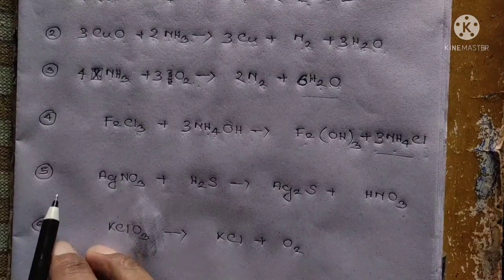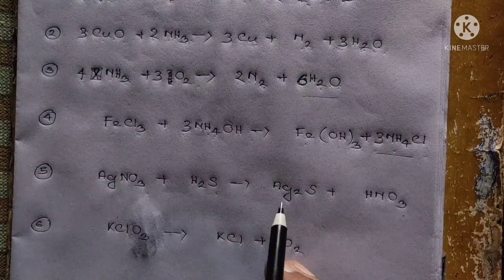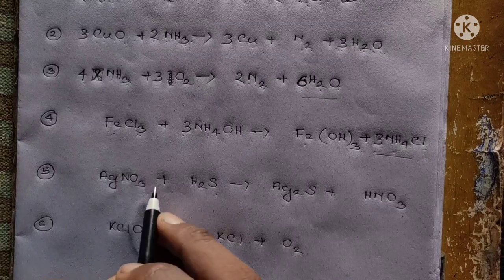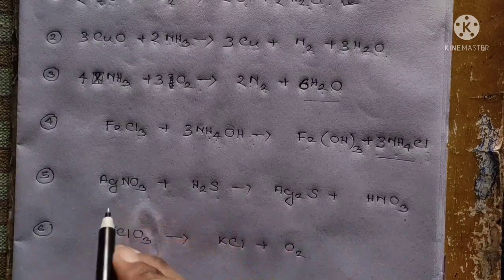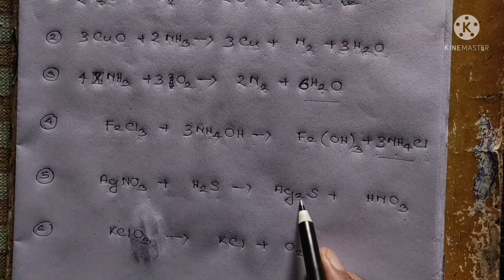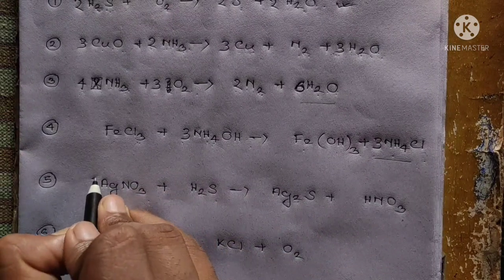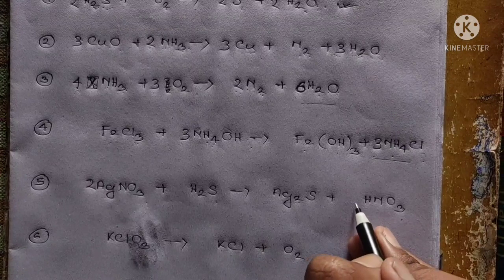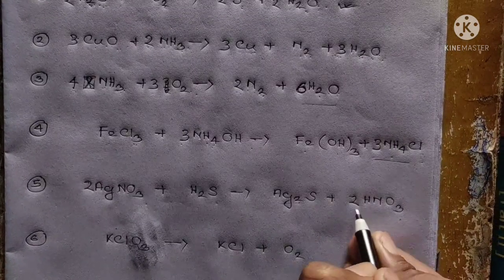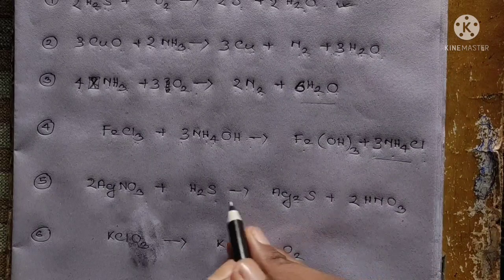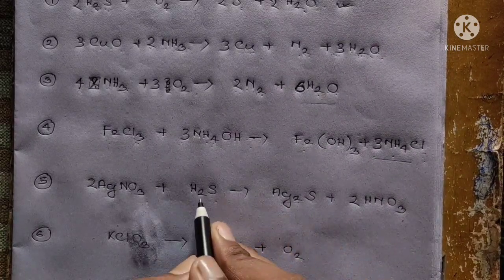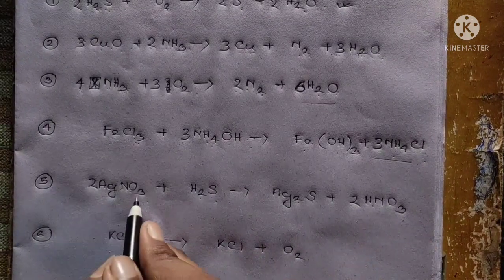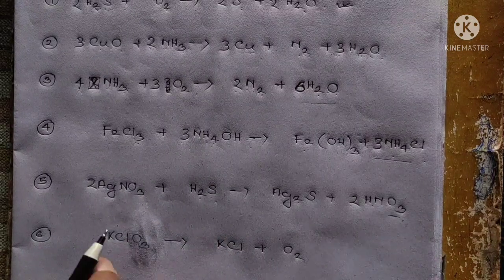Now come to example number 5, which is AgNO3 plus H2S giving silver sulfide plus HNO3, nitric acid, right? Silver nitrate: just look at both sides, 1 silver here and 2 silver there, so just multiply it by 2. Now 2 NO3 gives 2 nitrogen, so we multiply HNO3 by 2. Sulfur is 1 on both sides, hydrogen is H2 and here 2H, right? And oxygen 2 O3 is 6 oxygen, and here 2 O3 is 6 oxygen, so this is also a balanced equation.